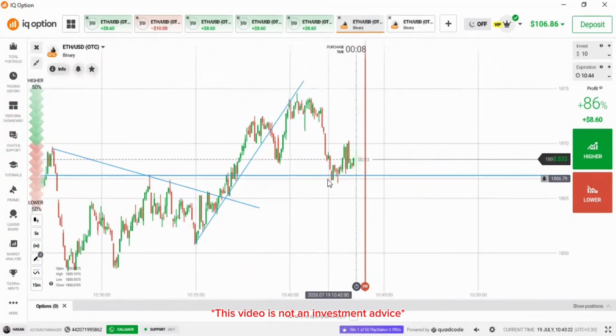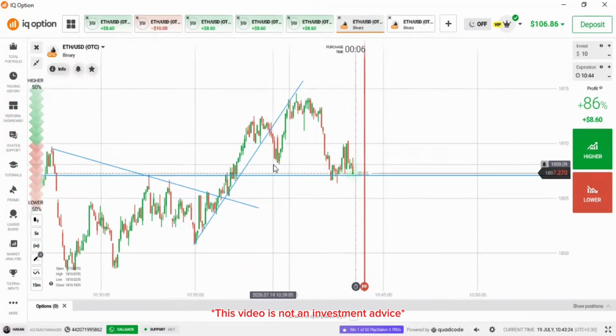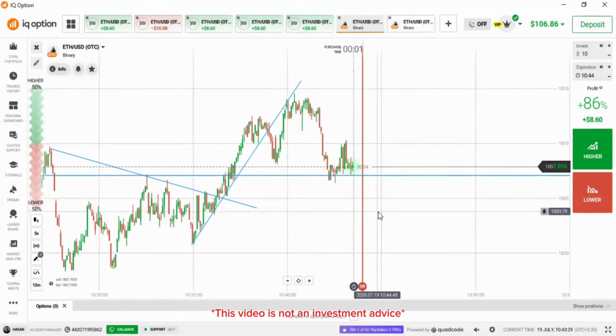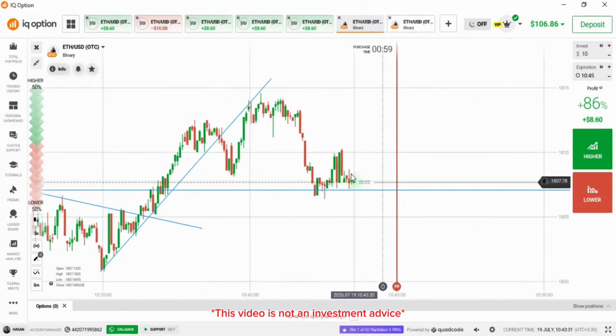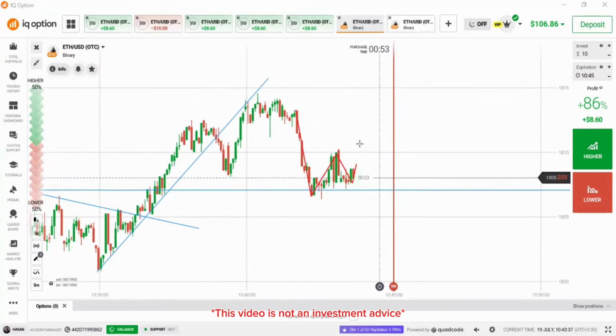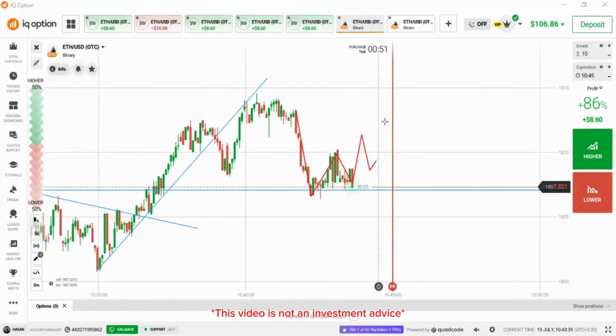So it made a low. Then, since it is the previous low, it's not good to place our trade here again. If I want to take a trade, I need another high. The market made a high here. So if the market makes another high, then I can place my trade like this.